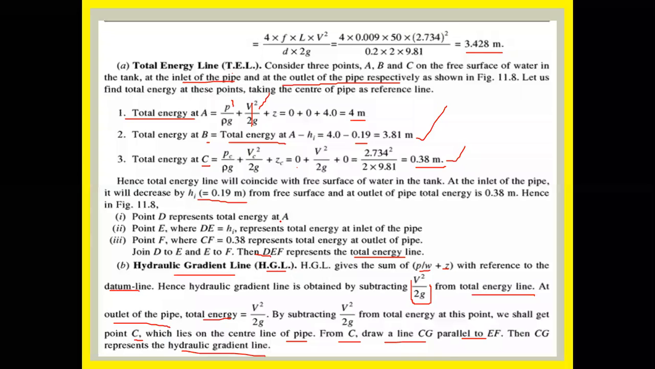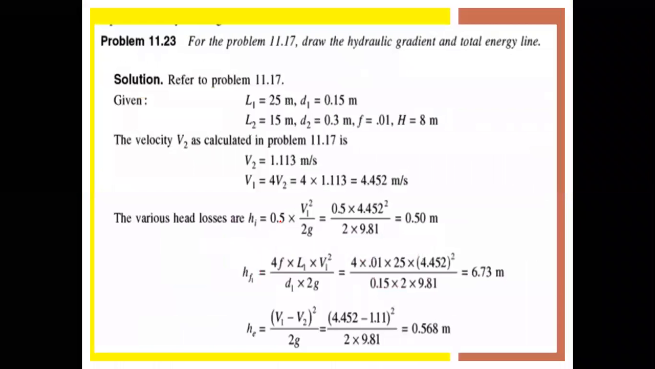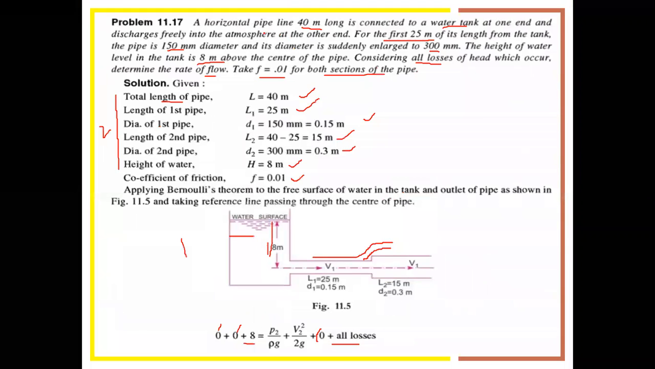Okay. Next problem. The same problem in 11.17. So we have to find the gradient line. In the 11.7 problem, I will show you. Yesterday's class we derived it. A horizontal pipe of length 40 meters is connected to a water tank at one end and discharges freely into the atmosphere at the other end. Same, this figure. For the first 25 meters of the length from the tank, the pipe diameter is 150 mm. The second half of the pipe is 300 mm, right? And the height of water above the center of the pipe is 8 meters. Considering all the losses of head which occur, determine the rate of flow. Take f equal to 0.01 for both sections of the pipe.